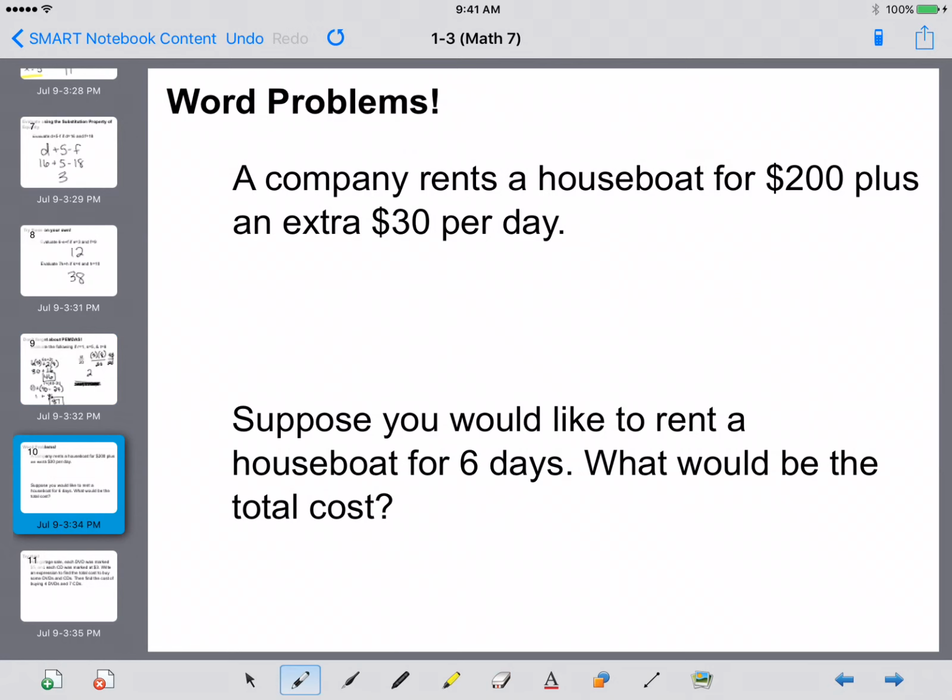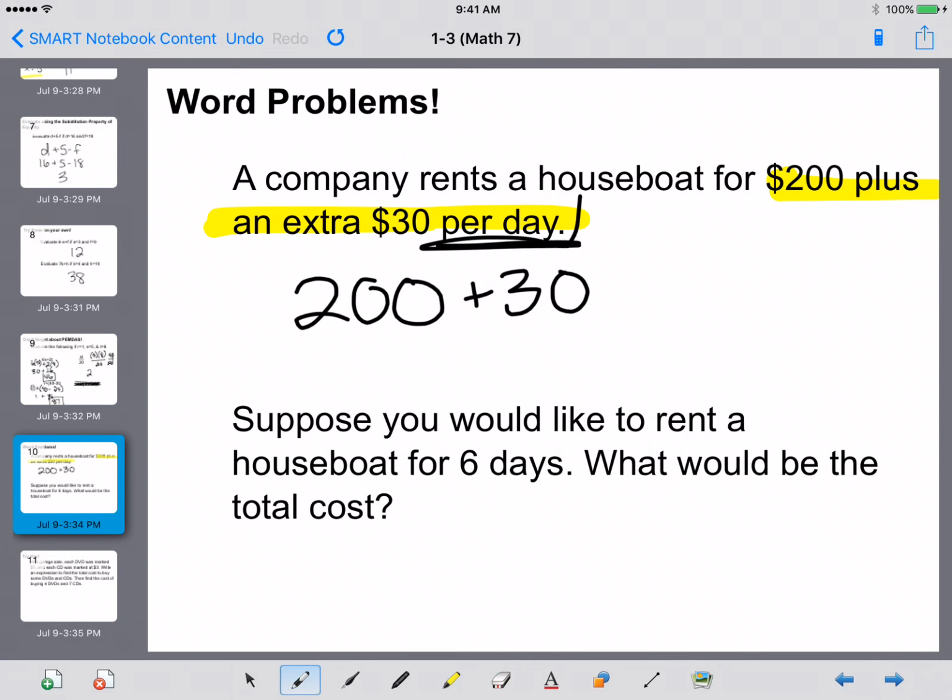Now we've got some word problems. So it says a company rents a houseboat for $200 plus an extra $30 per day. So what we want to do is write that as an expression that can be used to find the total cost of a houseboat. So it's $200 no matter what, and then plus an extra 30 per day. We don't know how many days they're going, so that's just D.